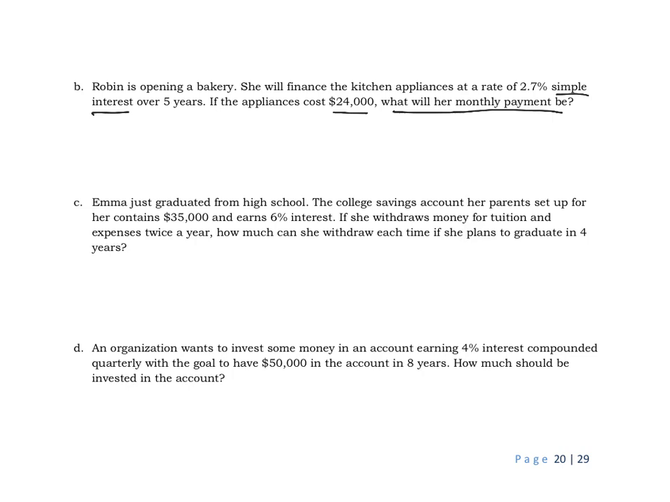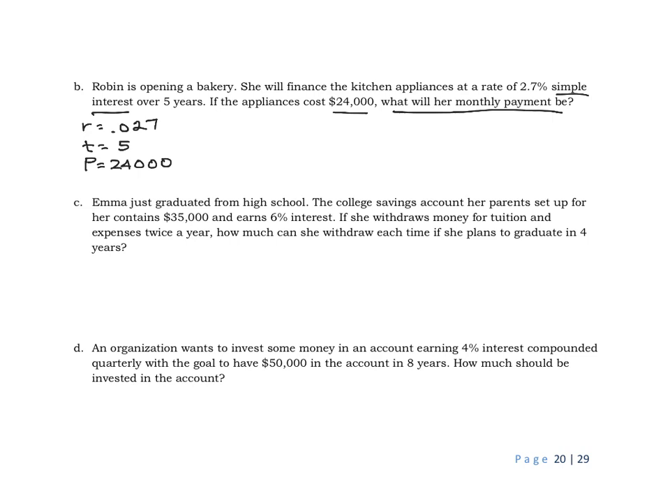Okay, let's figure out. Let's write down what we have. The interest rate is 0.027. We're looking at simple interest. The time is 5 years. The appliances cost $24,000. That's the principal. It says, what will her monthly payment be?